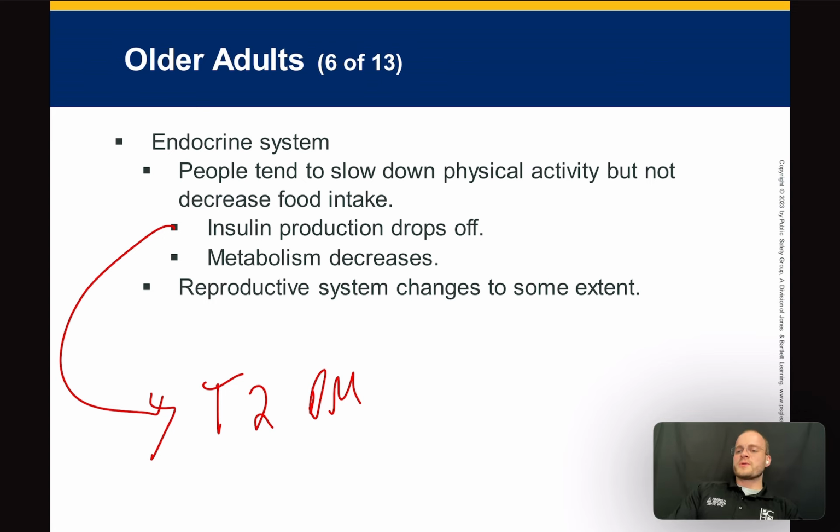The reproductive system changes to some extent. One thing I'll have you know is that most men are fertile, as in still produce sperm, up into geriatrics, right? So now, obviously, after menopause, females are no longer able to conceive and have children of their own. But men can still produce sperm, and so they're still technically considered fertile.